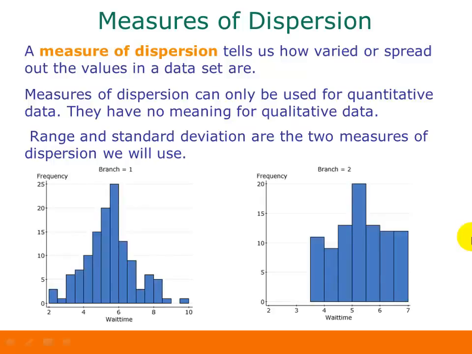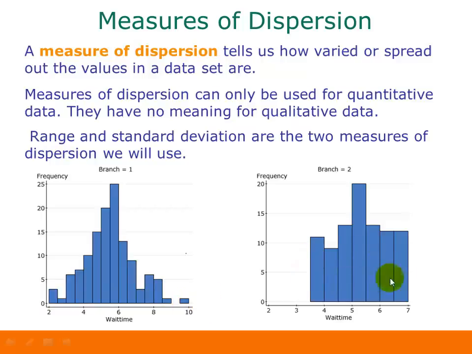As an example of measures of dispersion, here are histograms for two different sets of data. Both of these concern waiting time for customers at two different branches of a bank. So if we look at the two histograms, it looks like this histogram on the left has data values that are more spread out. The class limits for the classes go from 2 all the way up to 10.